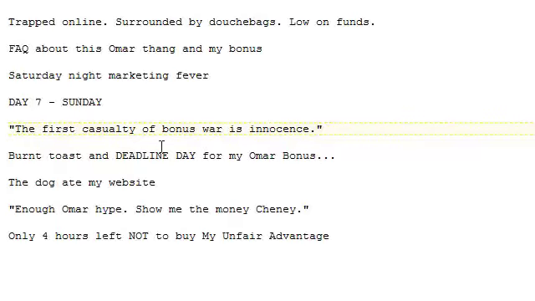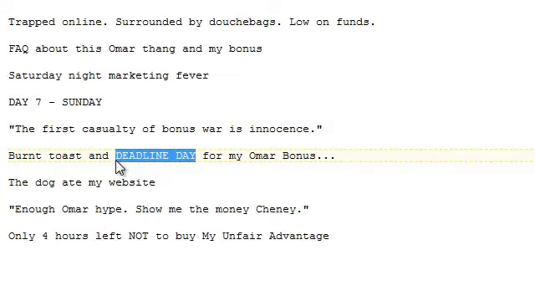Next, burnt toast and deadline day for my Omar bonus. So I'm basically emphasizing, look, it's deadline day today. Move now or forever lose out. Burnt toast, that's just a story element just to make it a little bit different to everybody else's deadline day email for that particular promotion. So I was saying, look, I burnt toast here, I was so busy writing this email, that there's a smell of burning toast coming from the kitchen.